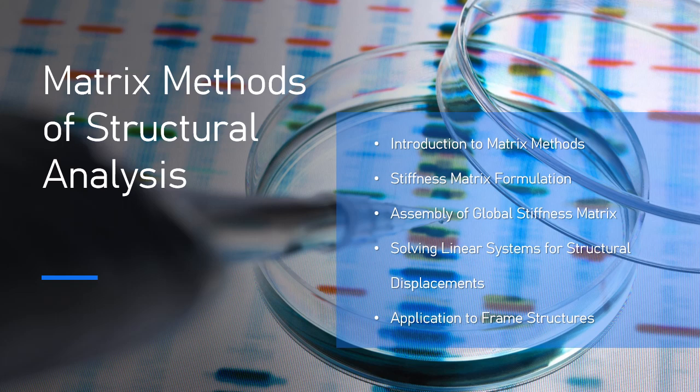3.4. Solving the system. Once the global stiffness matrix is assembled, along with boundary conditions, you can solve the system of equations KQ equals F, where K is the global stiffness matrix, Q is the vector of displacements, and F is the vector of applied forces. Using standard numerical techniques, such as Gaussian elimination, matrix inversion, or iterative solvers, you can solve for the unknown displacements.